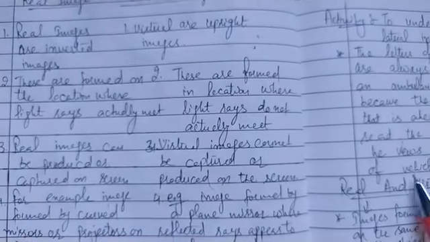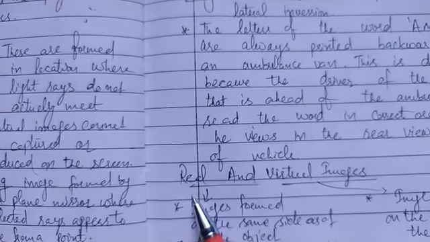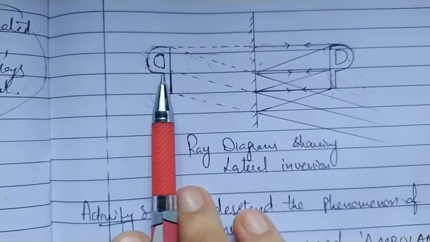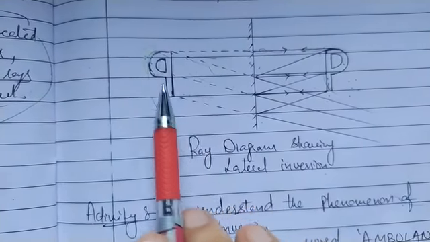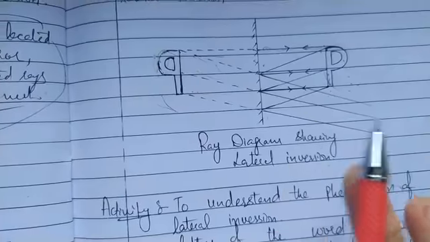There is one more difference: images formed on the same side of the mirror as the object are known as real images, but images formed on the opposite side of the mirror are known as virtual images. The point is located behind the mirror where reflected rays do not really meet.